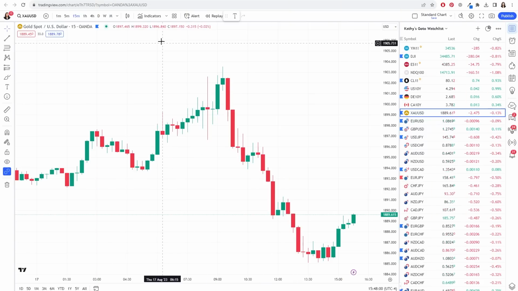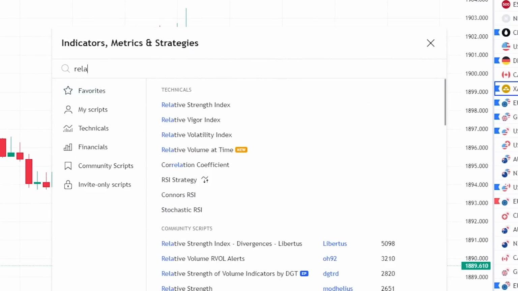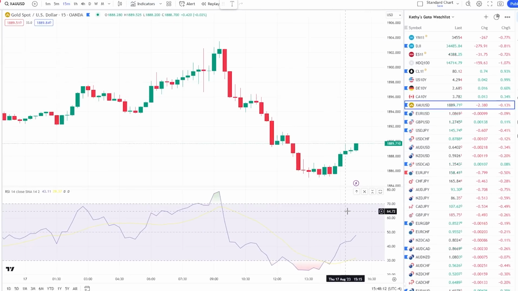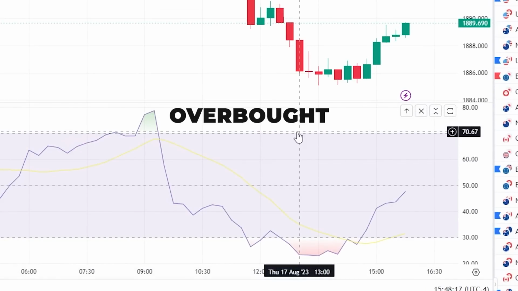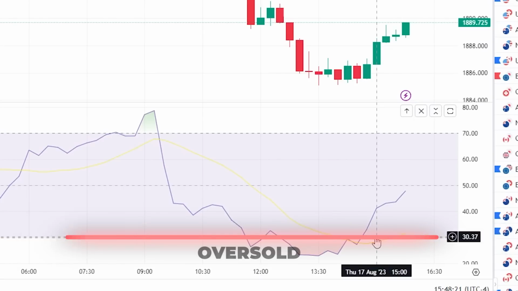Here's an example. Okay, let's start by adding the RSI onto your chart. You're looking at my TradingView chart screen. The way you add the RSI is you just click on indicators and type in Relative Strength Index, and it'll show up right away. So we add the Relative Strength Index, and this is the 70 level that I was talking about earlier as overbought. And this is the 30 level that I was talking about earlier as oversold.